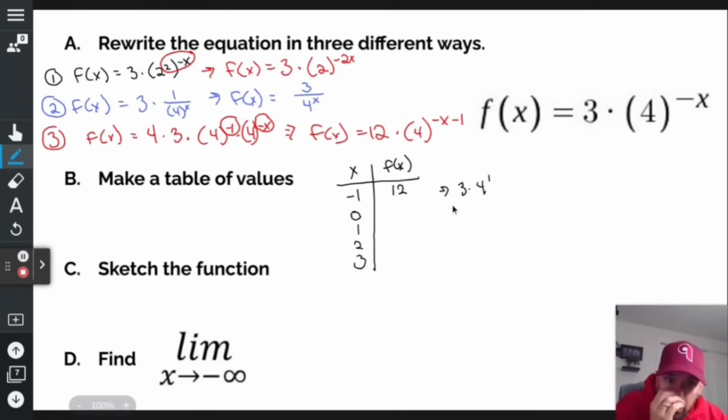If I were to plug in 0, this becomes 3 times 4 to the negative 0, or 3 times 4 to the 0, which is 3 times 1.